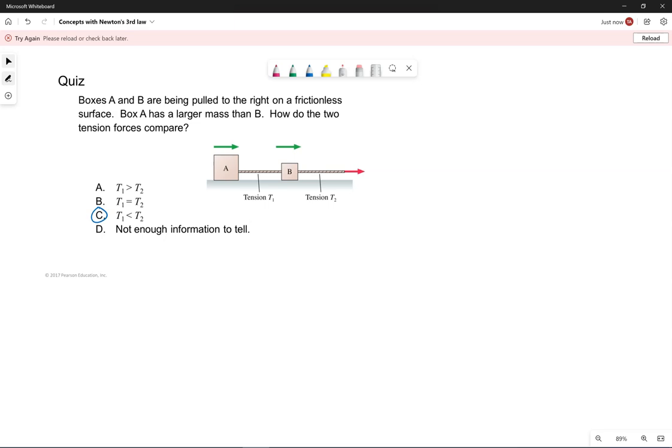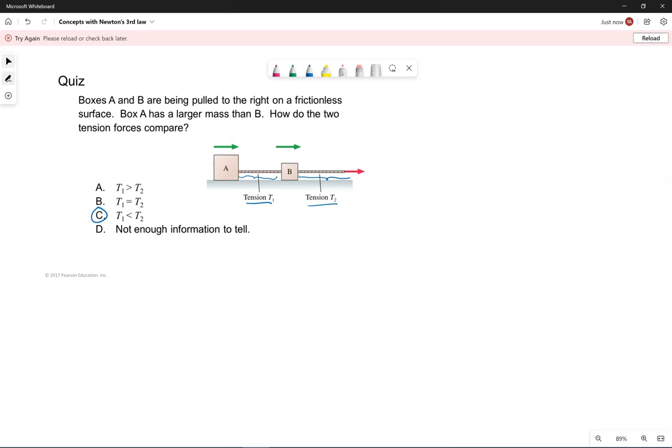We are assuming massless ropes, meaning within any one given rope, the tension will be the same, and we also don't need to worry about the force of gravity on the rope itself. So the rope that's connecting box A to box B, we're calling tension 1. The rope pulling the whole system to the right is tension 2.